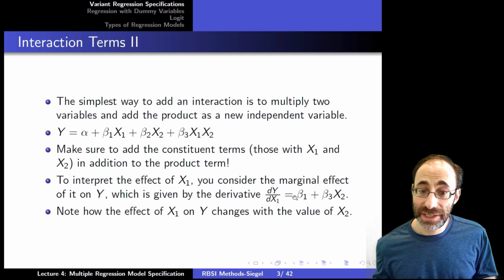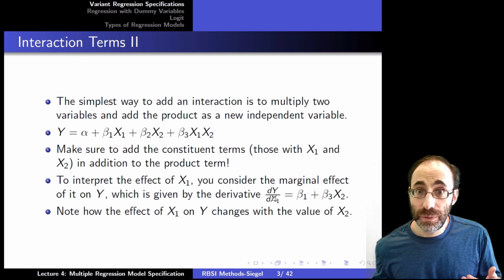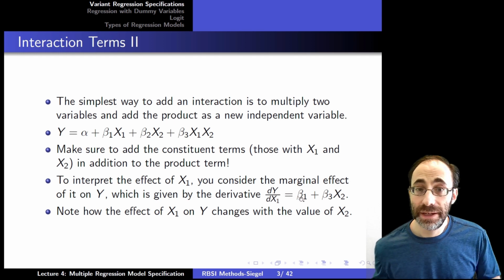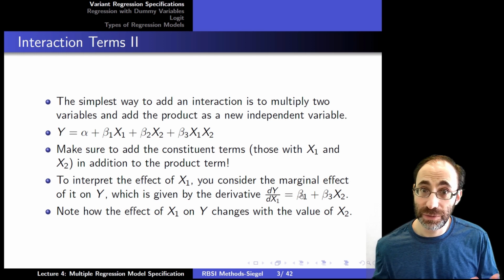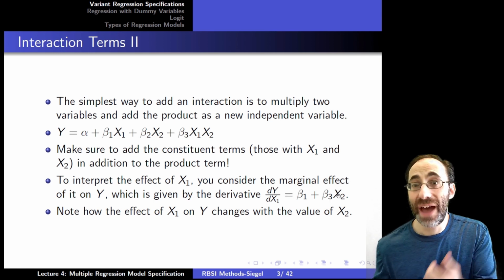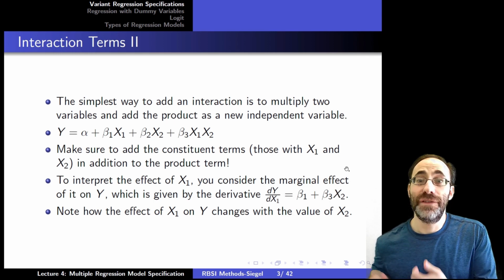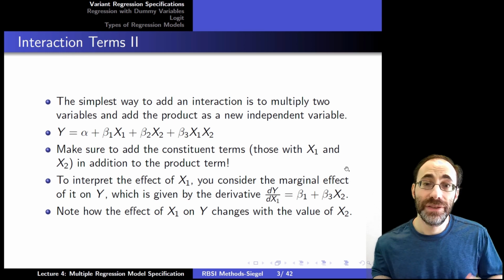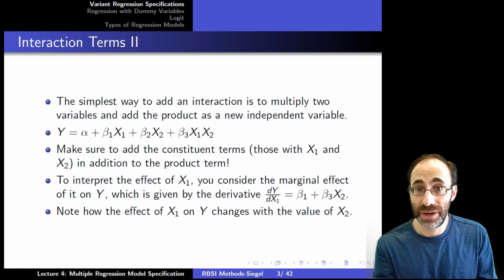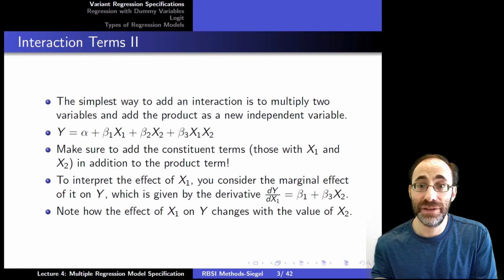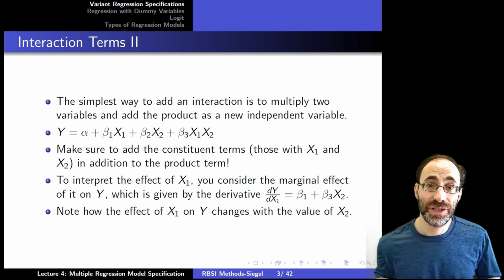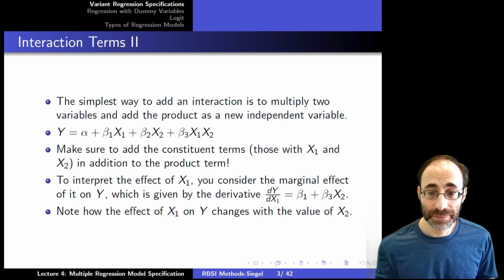So this is the derivative, and what it says is the effect of x1 on y, holding x2 constant, is the constant coefficient that was originally multiplying x1 plus another coefficient times the value of x2. So the value of x2 actually affects the way in which x1 affects y. The effect of x1 on y is conditional on the value of x2. We'll look at this a little more graphically also in the problem session at the end of the lecture.